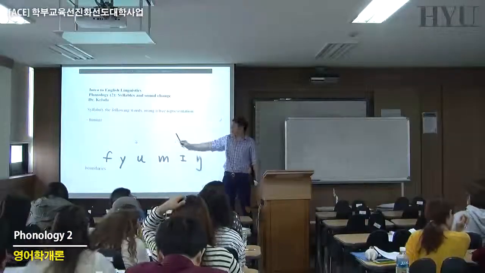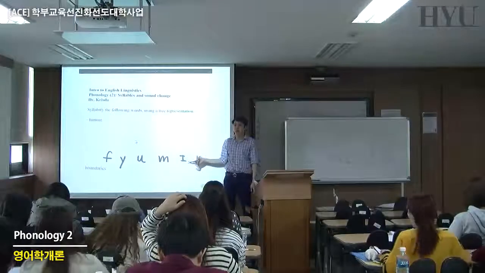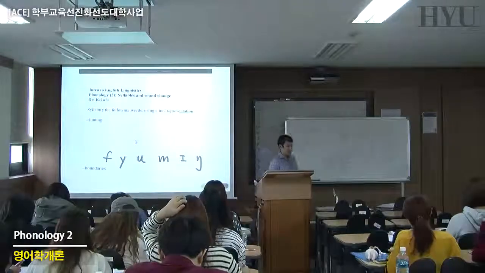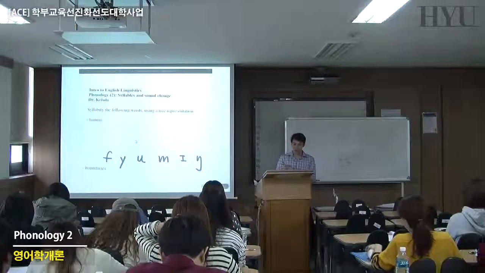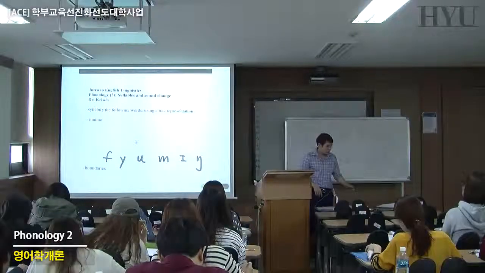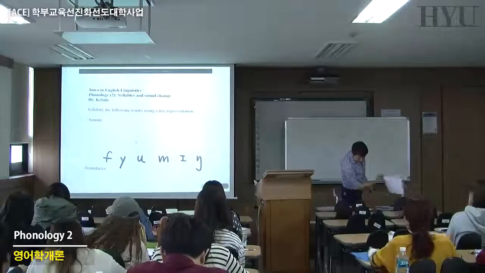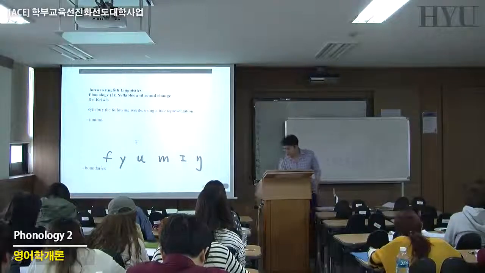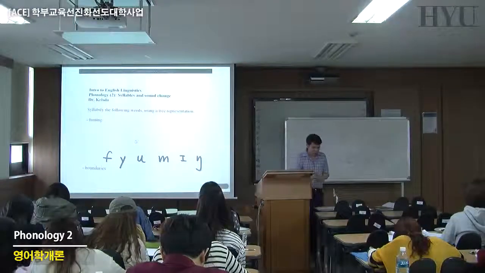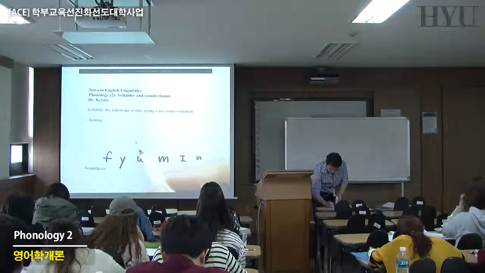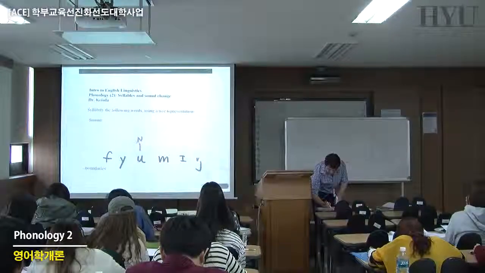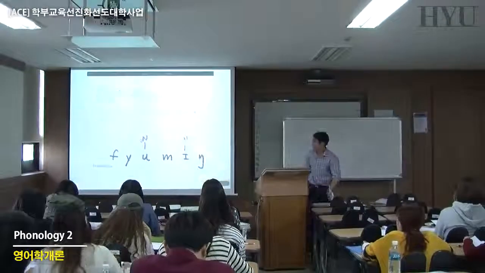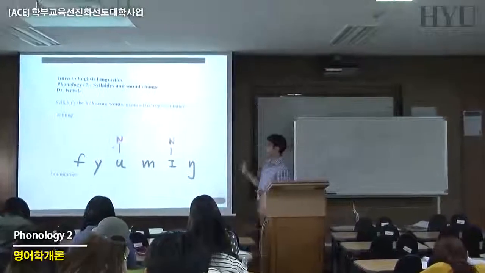So for the first one, fuming, this is how we pronounce it, right? So we do it based on our pronunciation. First we start with the vowels, right? How many vowels are there here? 2, yes. So the vowel is the nucleus. So this one is the nucleus. So 2 syllables already, right?